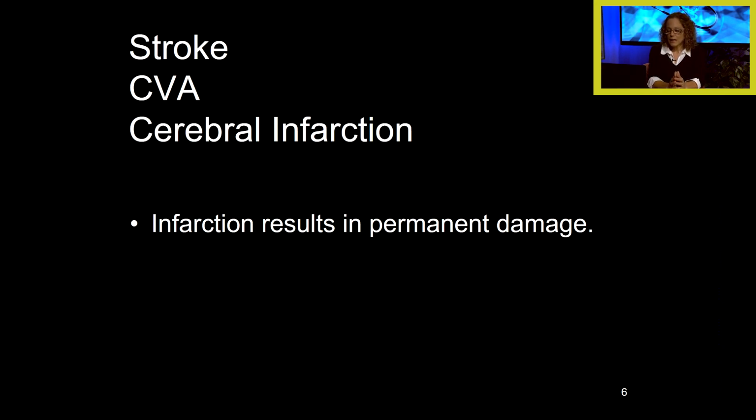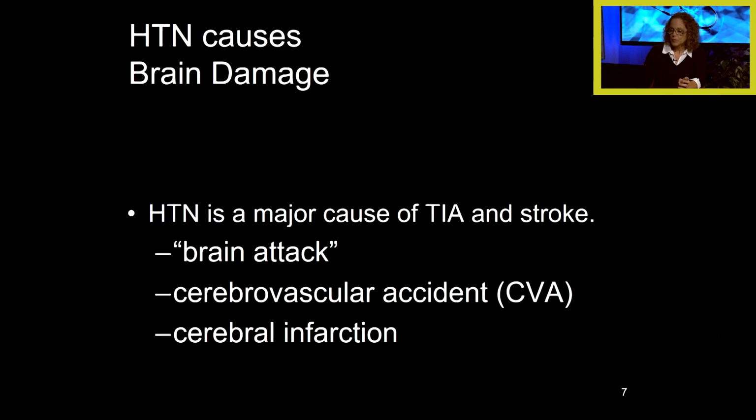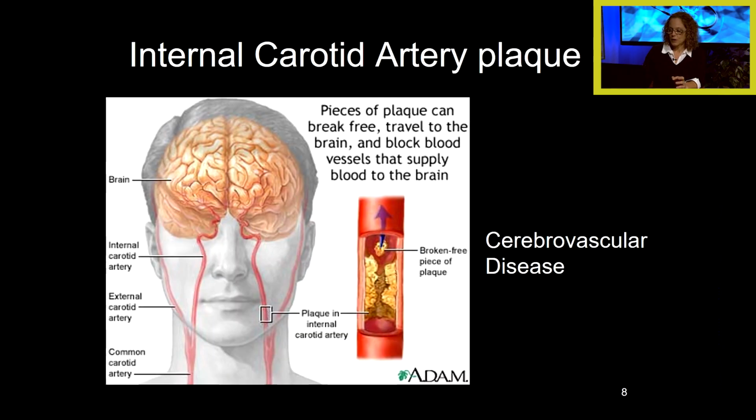In a full stroke, a CVA, cerebrovascular accident, or cerebral infarction, these words all mean the same thing. The infarction results in permanent damage to the brain. We've talked about hypertension causing brain damage. Hypertension is a major cause of TIAs and strokes. You'll hear it referred to in these different ways: a brain attack, a CVA, a cerebral infarction.